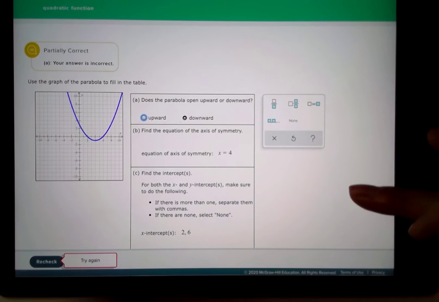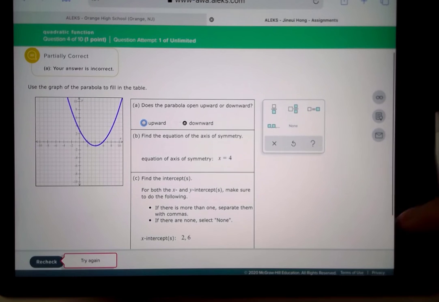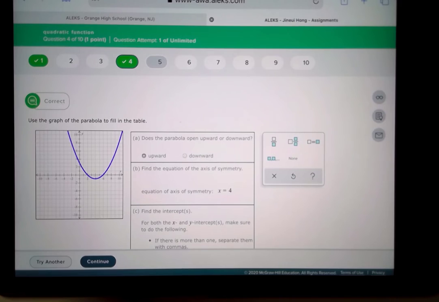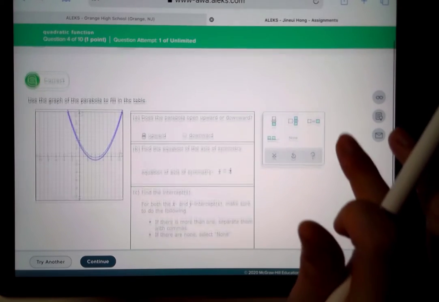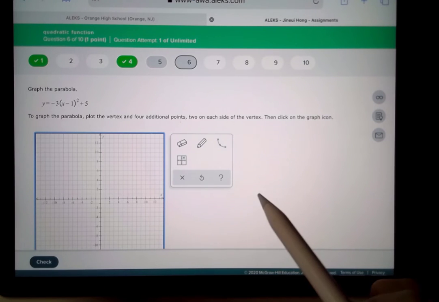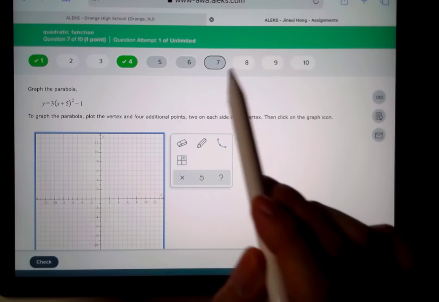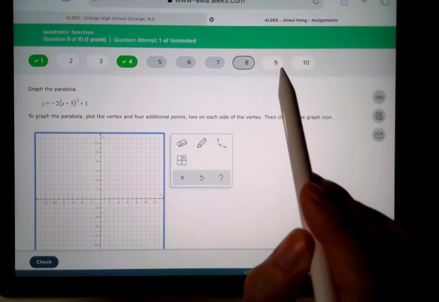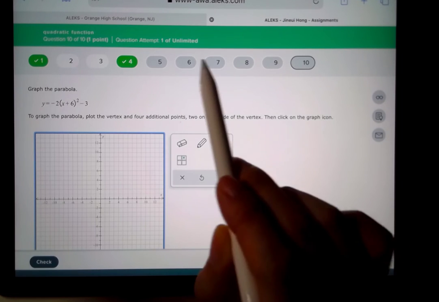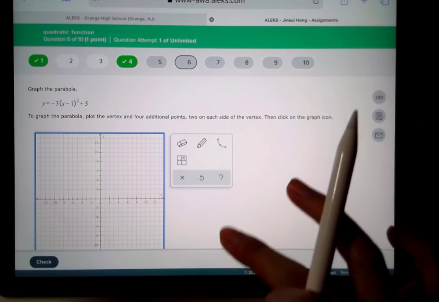So, why did I get partially correct? Why did I put downward? That's upward. That's weird. Anyway. So look at this, guys. I want to focus on this one, graphing. Okay? I want to focus on the graph. Let me find a function. Not in here. Then, hold on, guys.